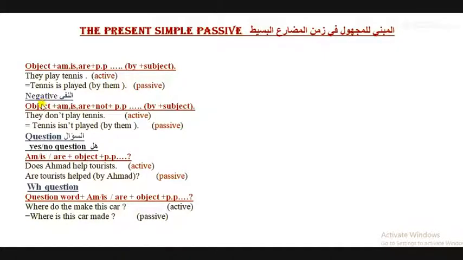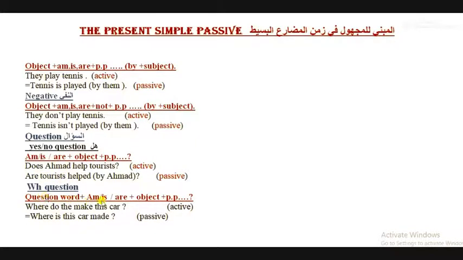What about negative? After am, is, are, we add not. They don't play tennis. Active. The passive: Tennis isn't played by them. In the question, am, is, are plus object plus past participle. Does Ahmed help tourists? This is an active question. In the passive: Are tourists helped by Ahmed? Here we use are because tourists are plural.